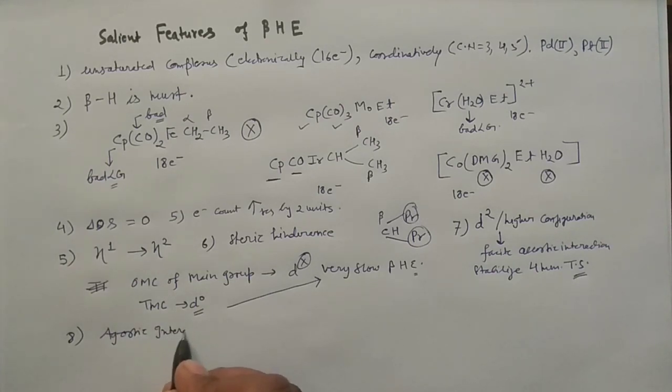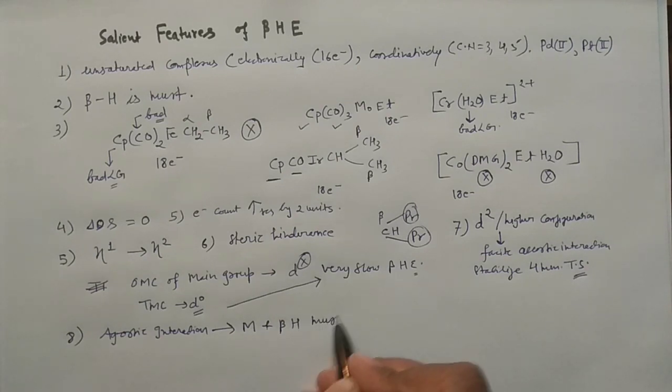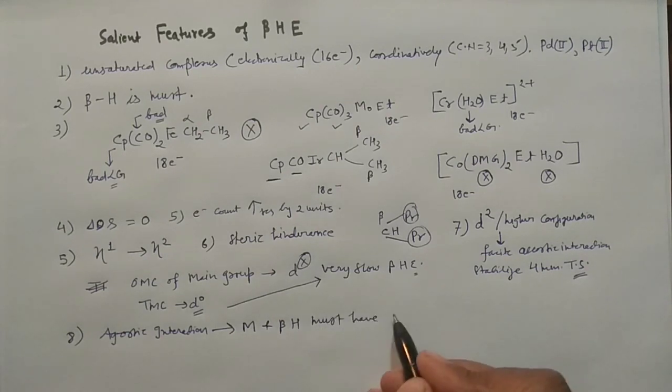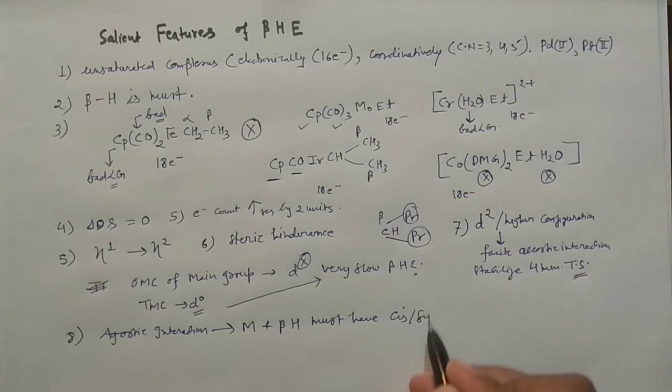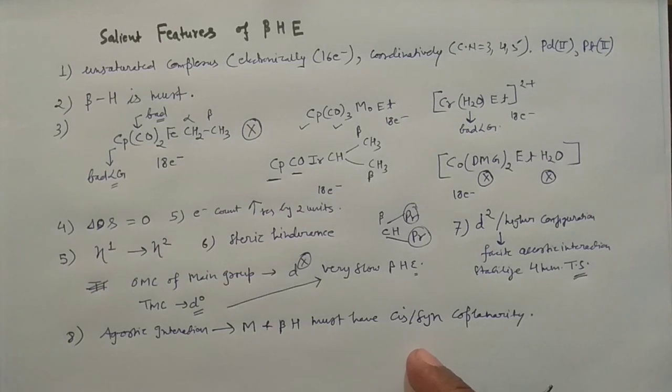Agostic interaction is the key. And when the agostic interaction is the key, that means your metal and beta hydrogen must have cis or syn-coplanarity. That means your beta hydrogen and your metal must have the cis relationship. This is something very, very important to note.